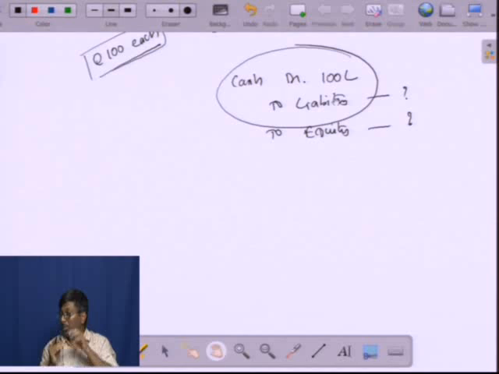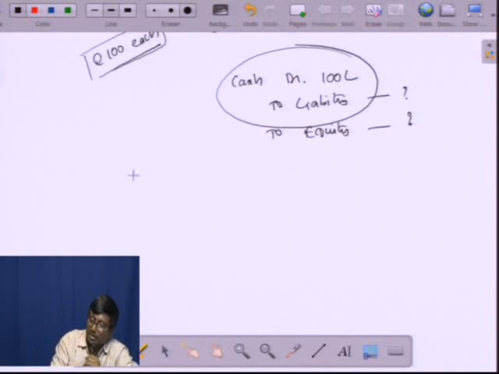When the premium you cannot determine, no problem. If you find out the value of pure liability without conversion, then 100 lakh minus the value of liability will be the value of equity. Are you getting my point?